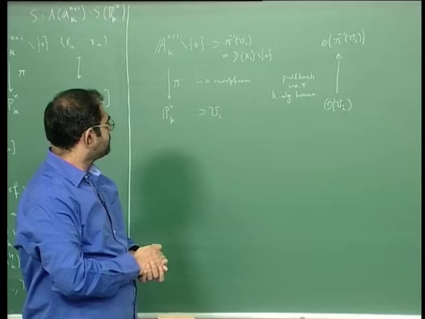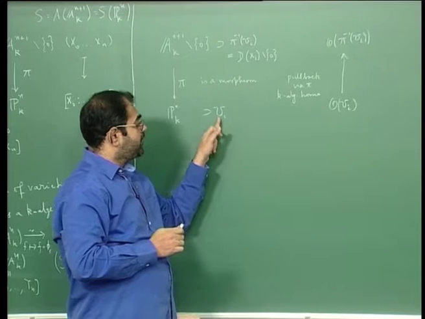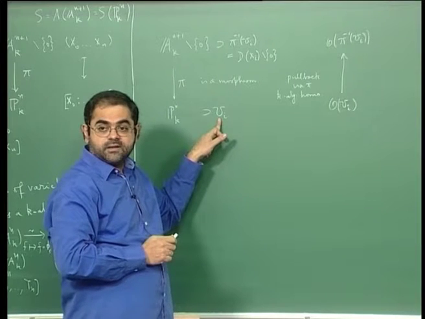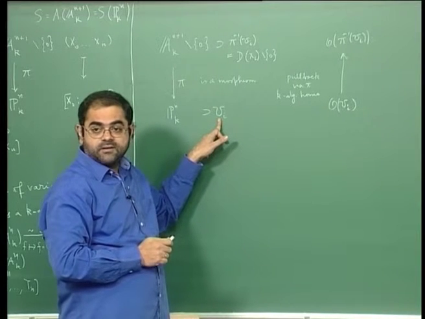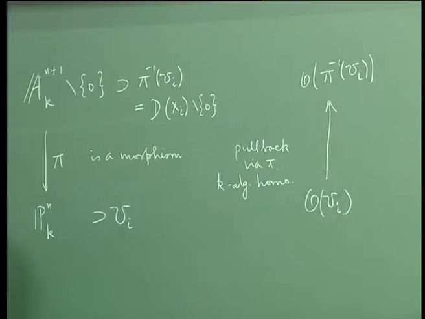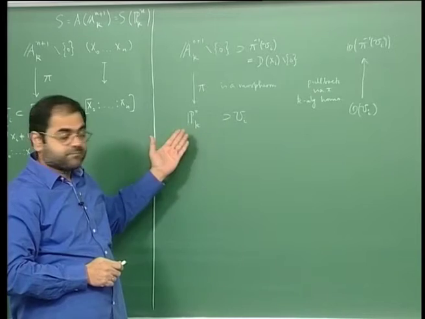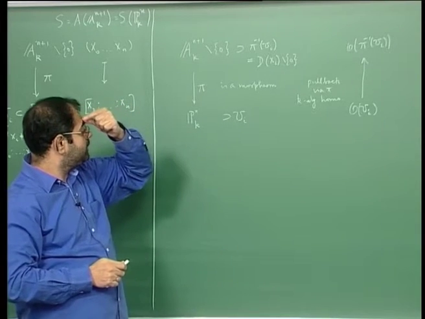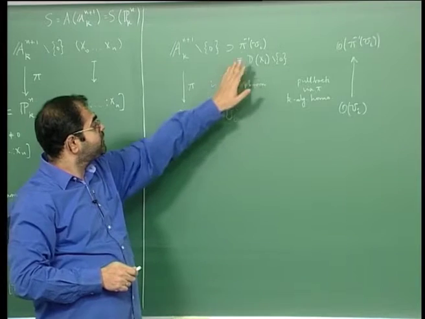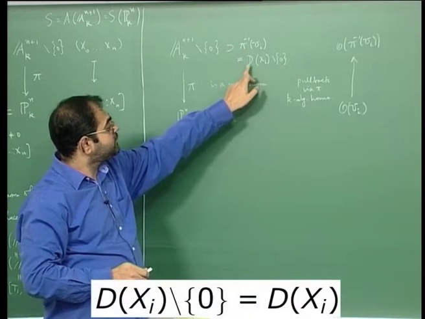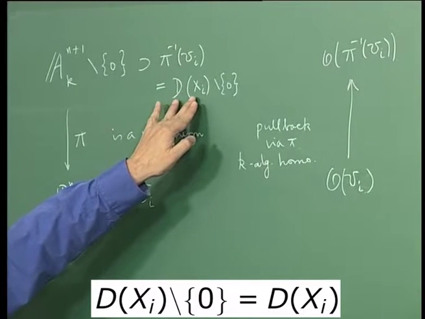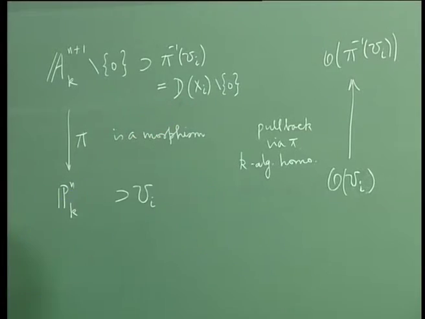And of course, mind you, ui is a variety as far as our definition is concerned, because our definition allows varieties to be either affine or quasi-affine, or projective or quasi-projective. Ui is a quasi-projective variety. It is an open subset of a projective variety, in this case projective space. And the point is that pi inverse ui is also a variety. Pi inverse ui is just the variety Dxi. It's a basic open set.